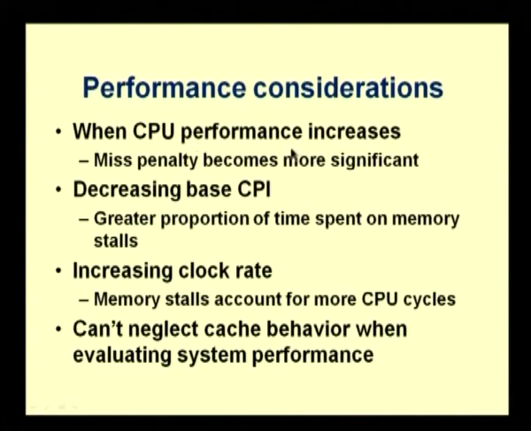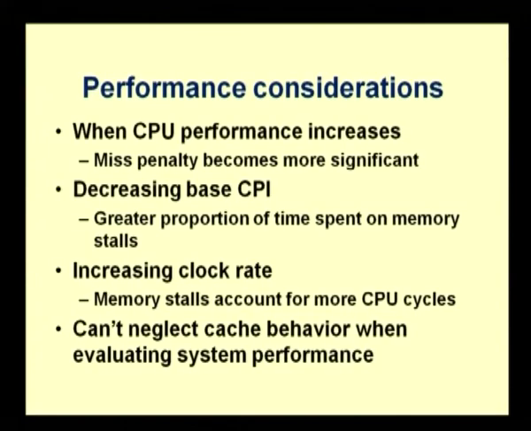So, let us look at these two as two subsystems. If I improve the performance of my CPU, we have already seen that there are different ways in which you can improve the CPU performance. That is, your CPI, the clock cycles per instruction, is reducing, for a base CPI is reducing, let us say. So, when the base CPI reduces, the effect of your misses becomes even more significant.